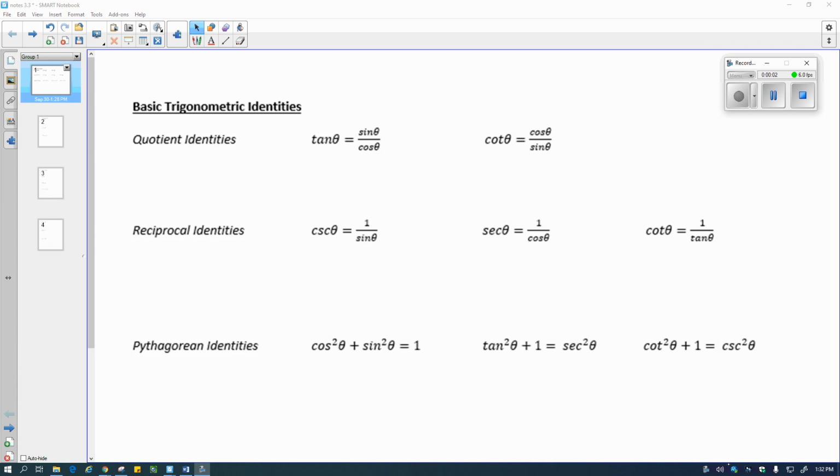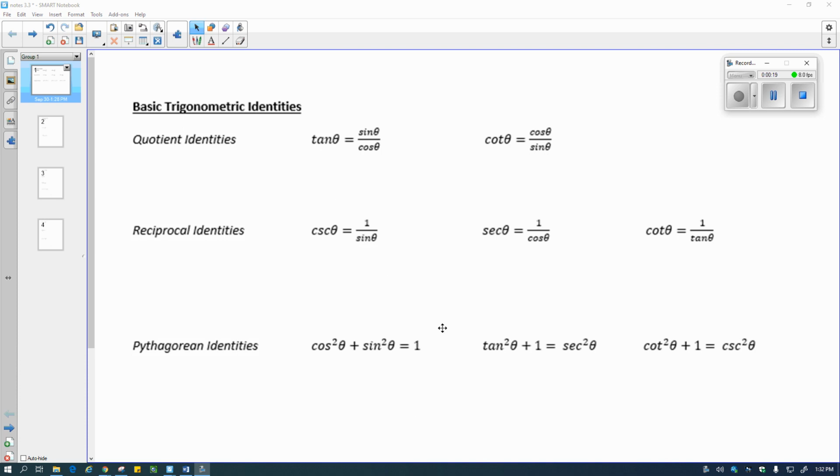To start the trig identities that we're going to be working on today, this is section 3.3, I'm going to direct you to the back page of your packet, the very last page, because you have some basic trig identities on that page. We have the quotient identities. These things you should be sort of familiar with.